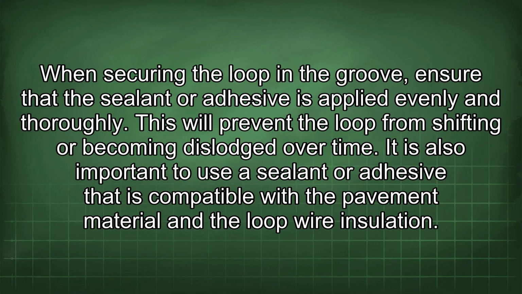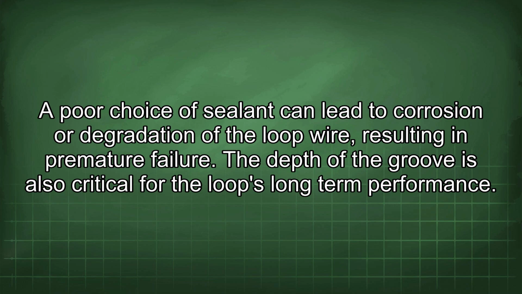When securing the loop in the groove, ensure that the sealant or adhesive is applied evenly and thoroughly. This will prevent the loop from shifting or becoming dislodged over time. It is also important to use a sealant or adhesive that is compatible with the pavement material and the loop wire insulation. A poor choice of sealant can lead to corrosion or degradation of the loop wire, resulting in premature failure. The depth of the groove is also critical for the loop's long-term performance.